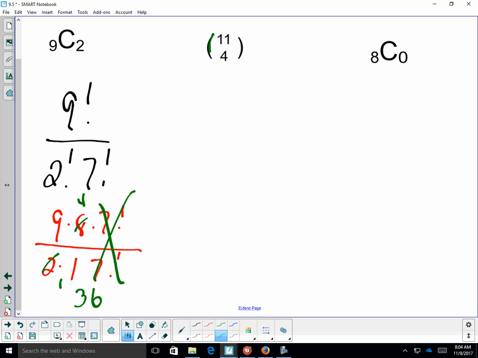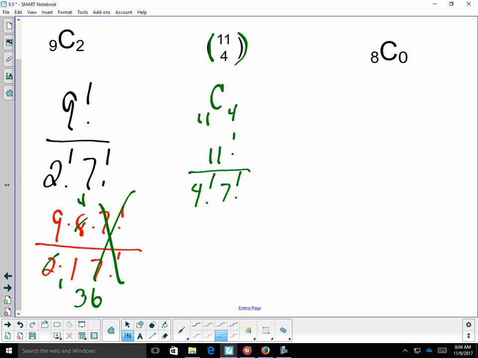I can also write a combination like this where I just use the parentheses, that's still understood to be combination 11, 4, from probability, that's like 11 choose 4, if you want to think of it that way. Again, I do 11 factorial over 4 factorial. 11 minus 4 is 7, so 7 factorial.